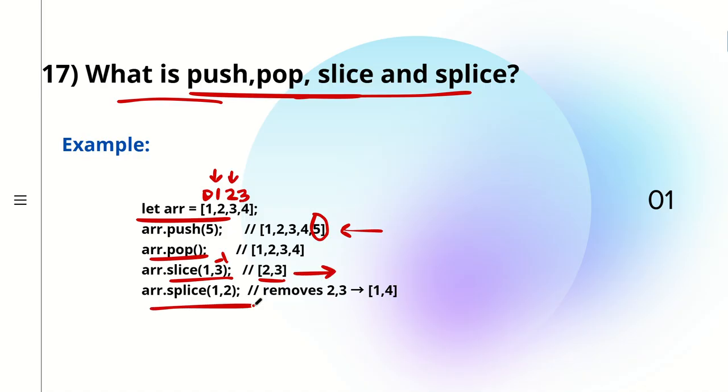Then we have arr dot splice 1 comma 2. Using splice you can remove the element, or you can also add elements in the original array. The difference between slice and splice is, you can add elements by using splice, and in slice you get a new array. There is no change in the original array, whereas in splice you make changes in the original array. In splice what we have done, 1 comma 2, it is going to remove the values 2 comma 3 and you will get the array as 1 comma 4.